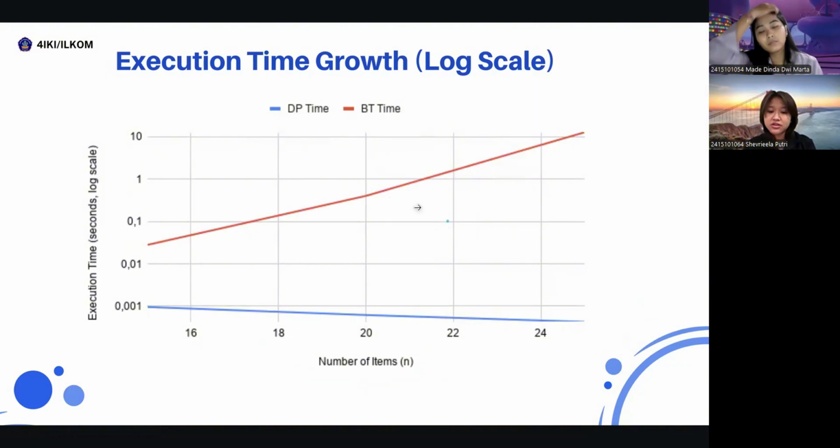So this chart uses a logarithmic scale on the y-axis to better show the dramatic difference. The red line is backtracking, so you can see it shoot up sharply as n increases. The blue line is dynamic programming, so it stays almost flat because it's barely moving. We stopped at n equals 30 for backtracking because it did not finish. So this chart clearly shows exponential growth in backtracking versus the near flat line of dynamic programming.